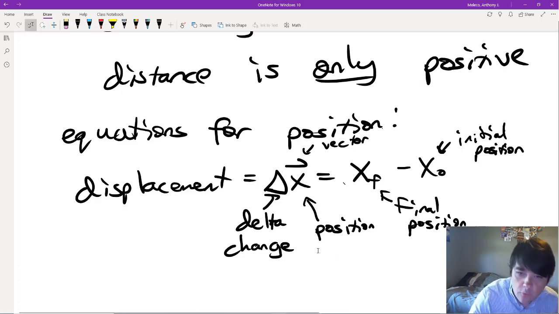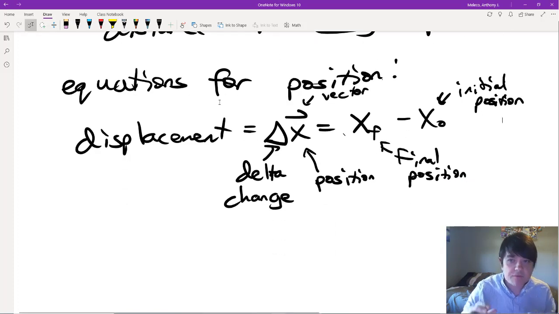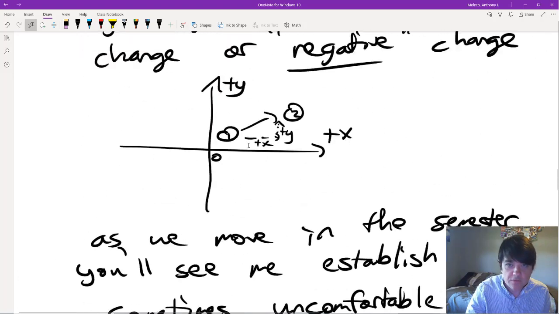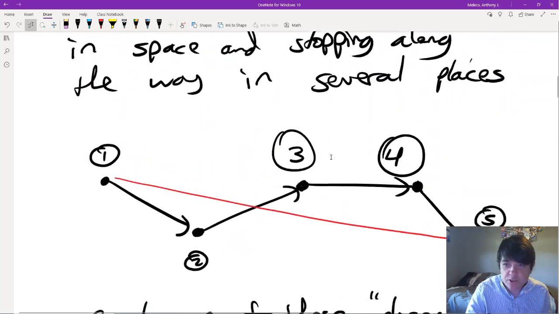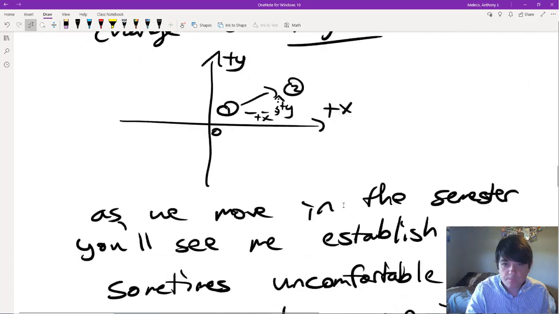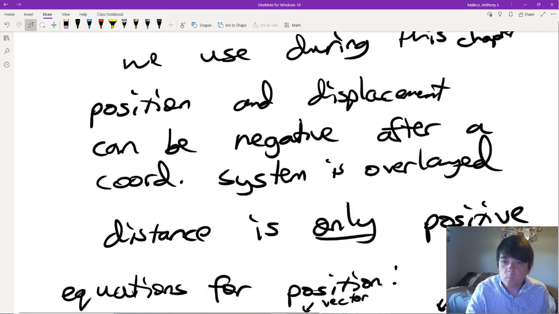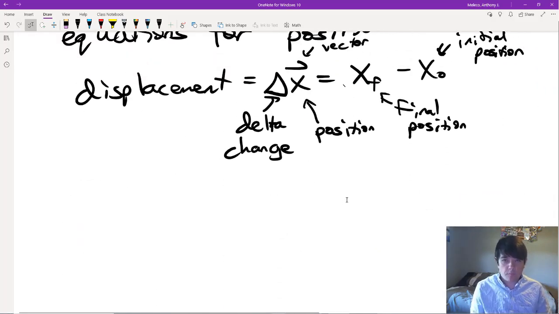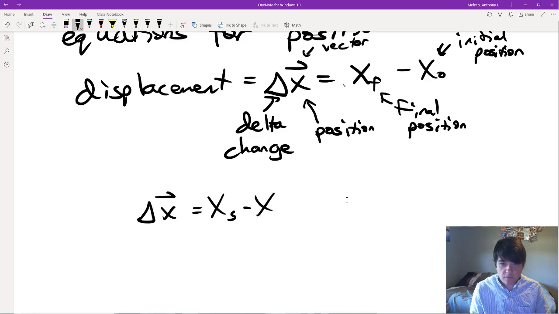Okay, so since displacement is your final position minus your initial position, right? If you go back and look at this picture right here, our final position was 5, our initial position was 1. That's our overall displacement, which represents this red line. Okay? So from the example above, displacement equals x5 minus x1. Okay?